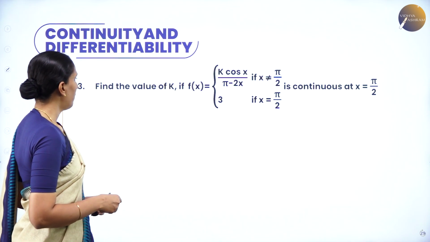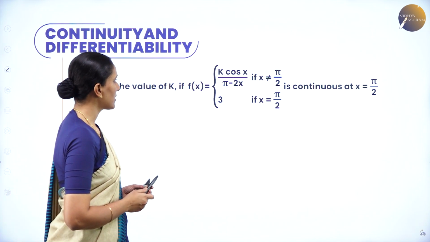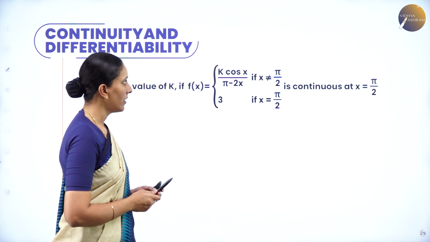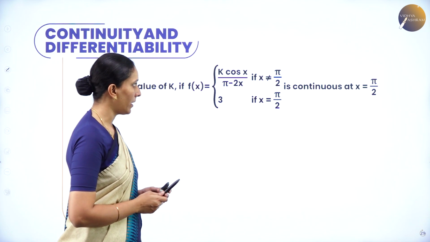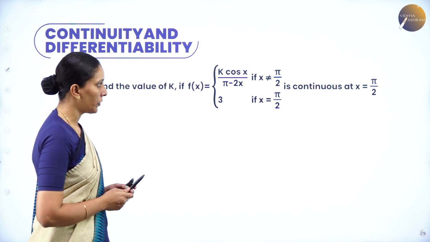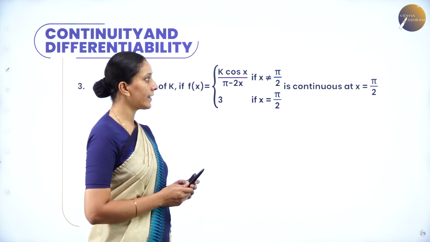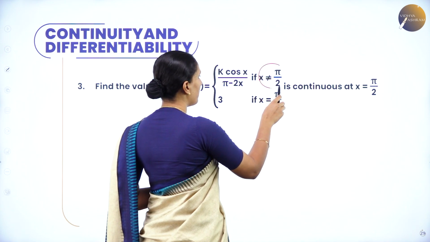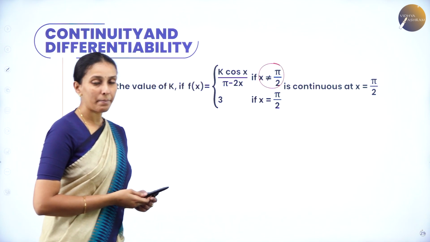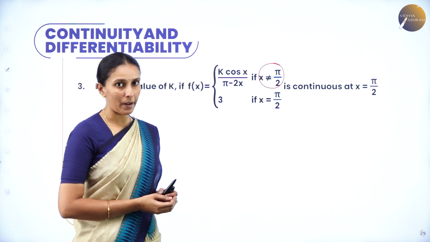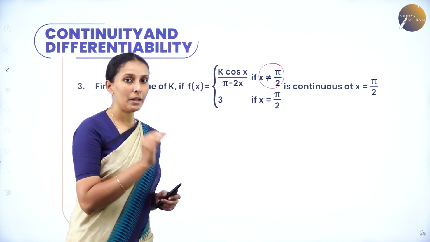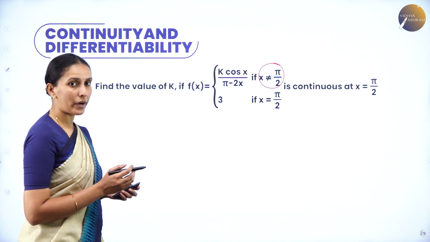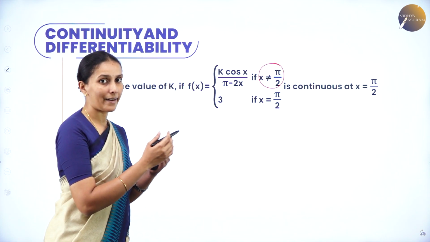Next question. Find the value of k if f of x is equal to k cos x divided by pi minus 2x if x is not equal to pi by 2, and 3 if x is equal to pi by 2, is continuous at x is equal to pi by 2. So here x not equal to pi by 2 means either x is less than pi by 2 or x is greater than pi by 2. That means the left hand limit as well as the right hand limit is the same.